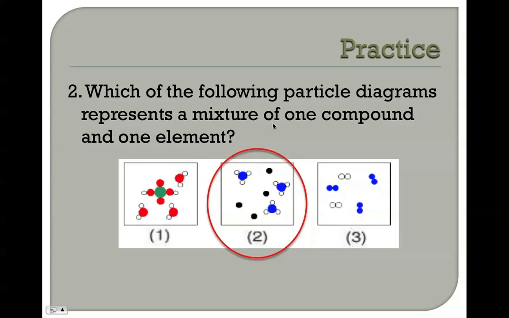This asks for a mixture of one compound and one element. Here, number 1, we have a mixture of two compounds. In 3, we have a mixture of elements, specifically diatomic elements. But then right in the middle, number 2, the black dots are our element, and then the blue and white are representing our compound. So number 2 should be the one that you selected.